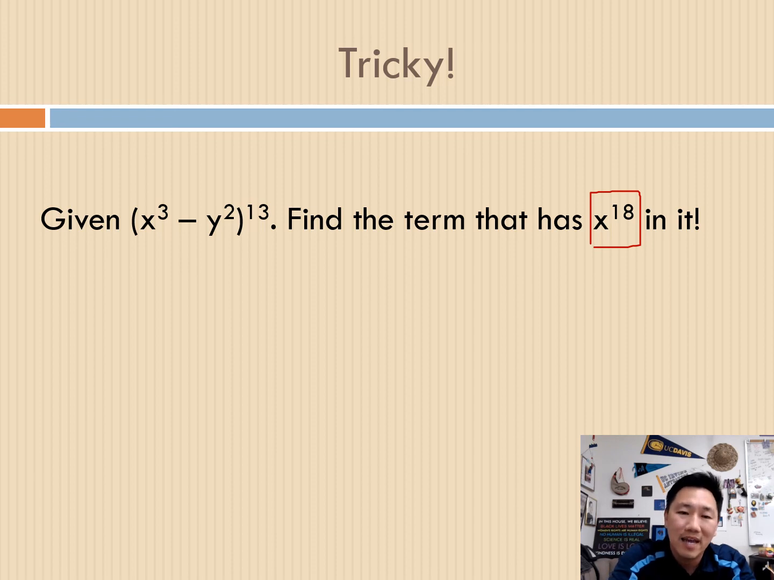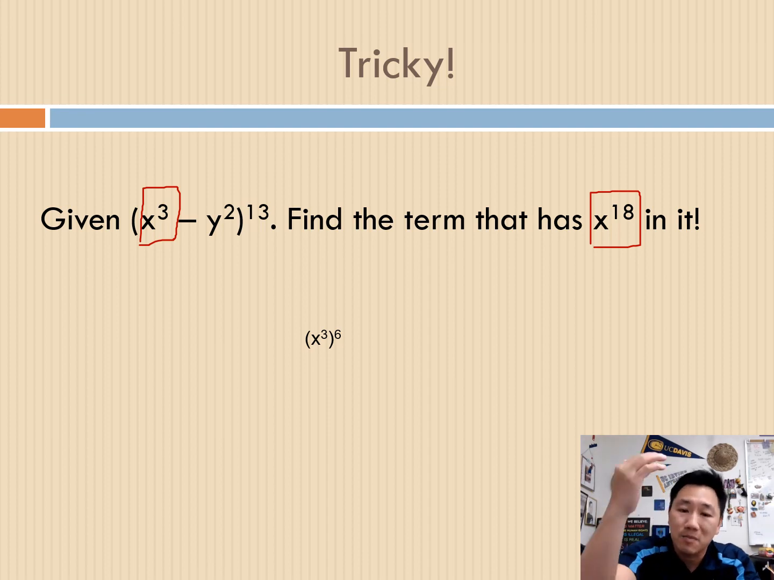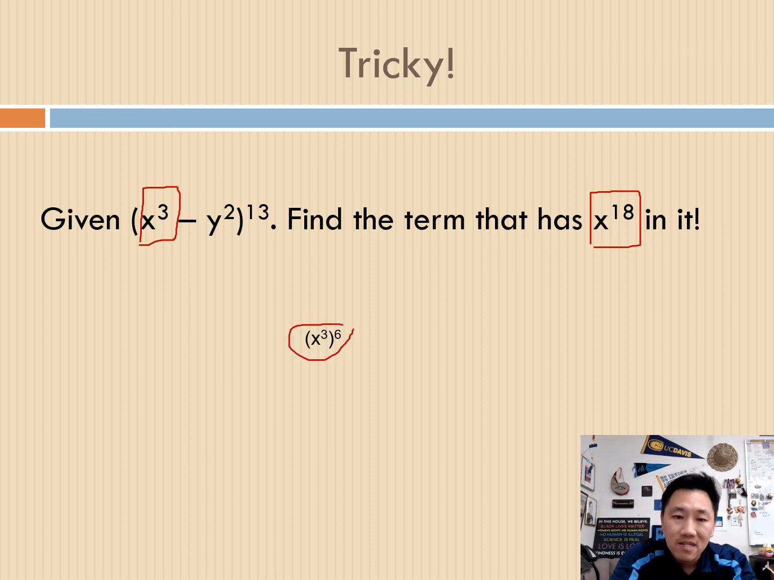Well, how do we get x to the 18th? We started with x to the 3rd, so to get x to the 18th, we actually want x to the 3rd to the 6th power, because 3 times 6 is the 18, if you remember your properties, power of a exponent property when we did those. All right, so if this is the x to the 18th, let's go ahead and figure out what the y, the negative y squared, is going to look like.